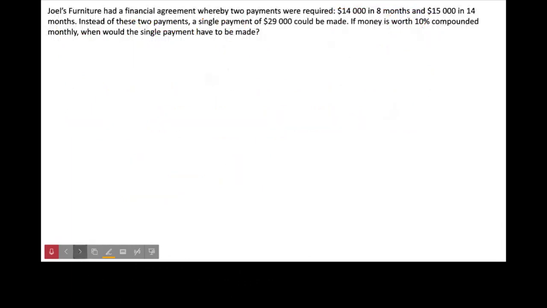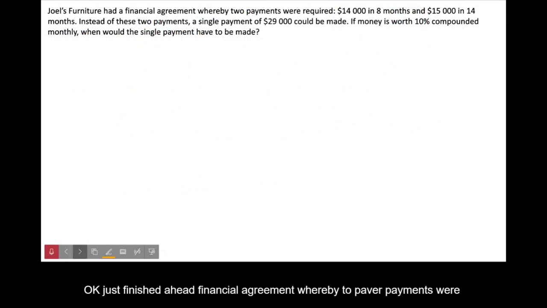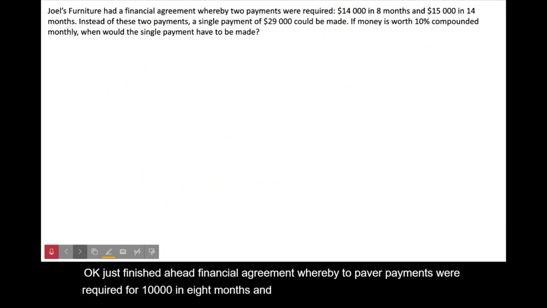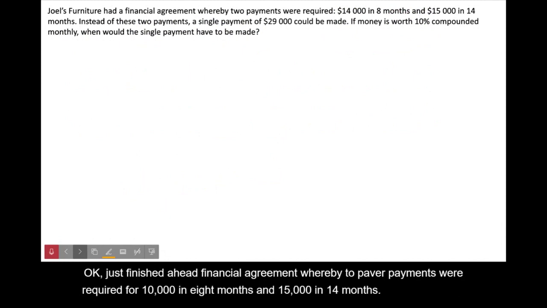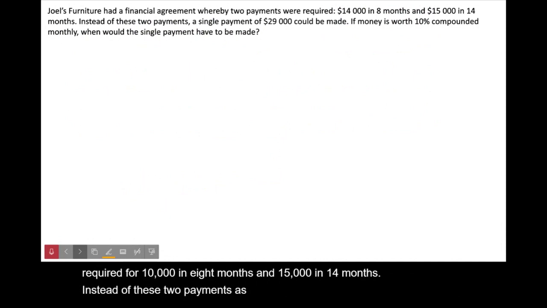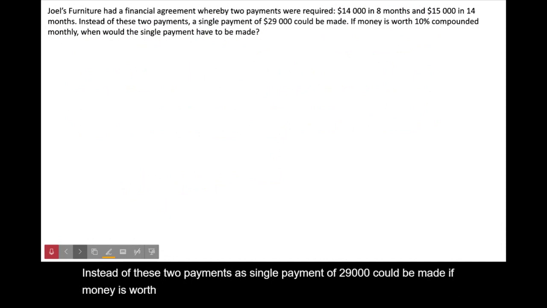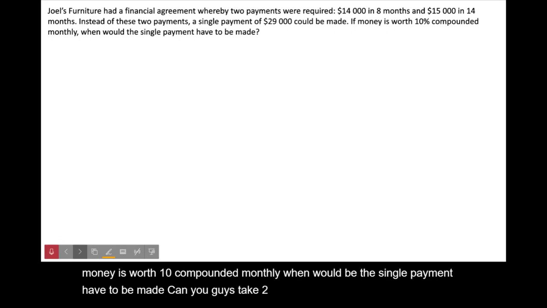Okay, Joel's Furniture had a financial agreement whereby payments were required, 14,000 in 8 months and 15,000 in 14 months. Instead of these two payments, a single payment of 29,000 could be made. If money is worth 10% compounded monthly, when would the single payment have to be made? Okay, guys, take 2 minutes. Do it.